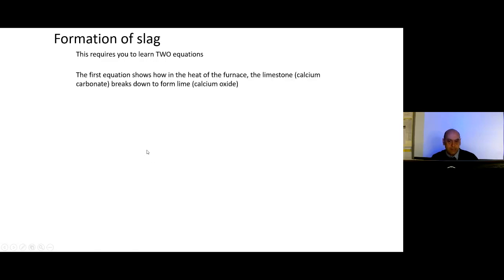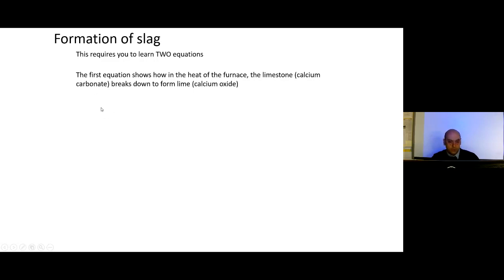Now this formation of slag, you don't see it assessed much. The only way I tend to see it assessed is what is the role of limestone. And the role of limestone is to remove acidic sandy impurities. Now it is on your syllabus, so I will go through just the basics of it. So when you put limestone into the furnace, limestone is actually a chemical called calcium carbonate. And when it gets hot, it undergoes a reaction known as thermal decomposition.